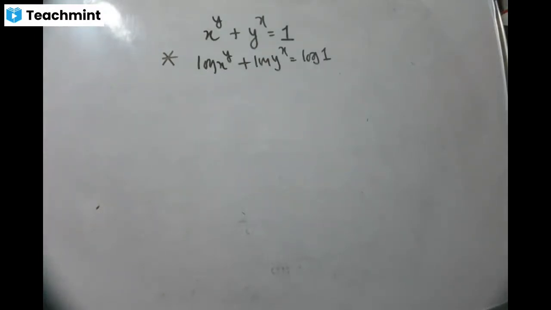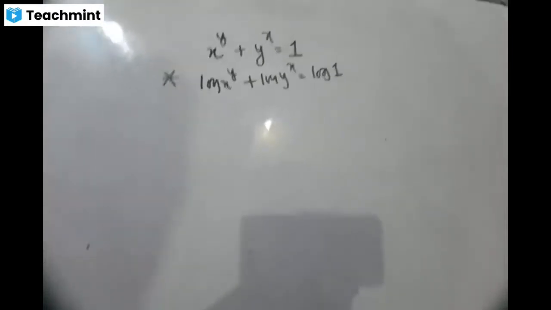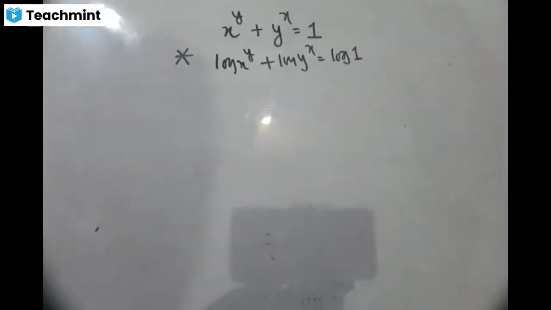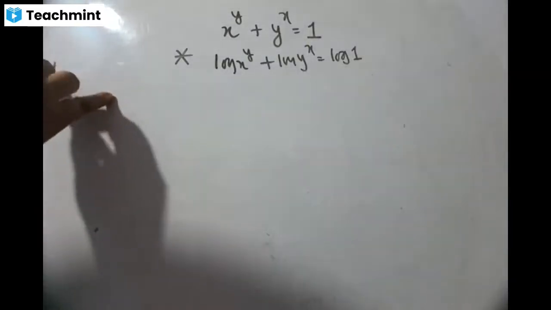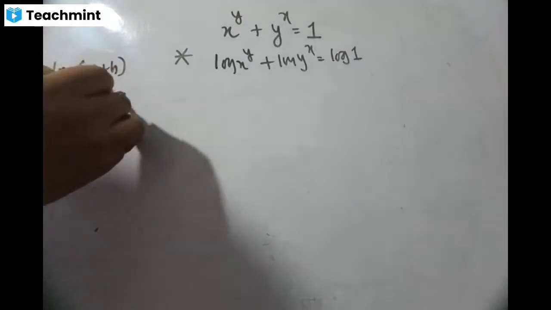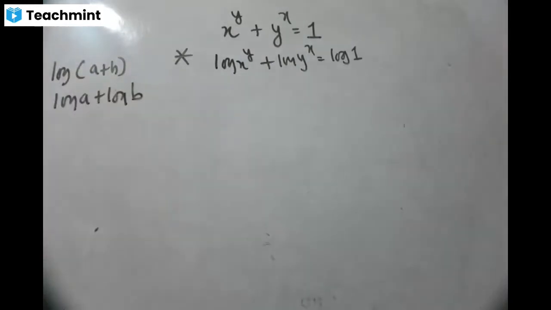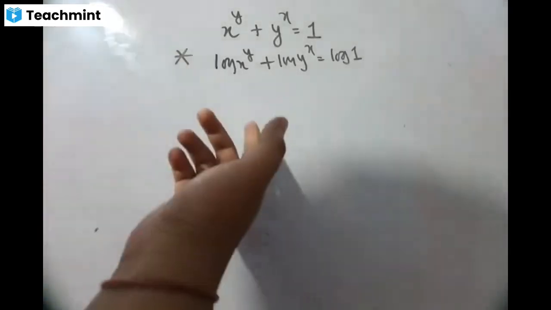The reason why this is wrong is because the property says the log gets distributed only if there is a multiplication sign, not when there is a plus sign. So in other words, what I'm trying to tell you is log of a plus b is not log a plus log b. So whenever there's a plus or a minus sign, we cannot apply log on both sides. So how do you solve it? Because you have to use log. Now applying log on both sides is also not allowed.